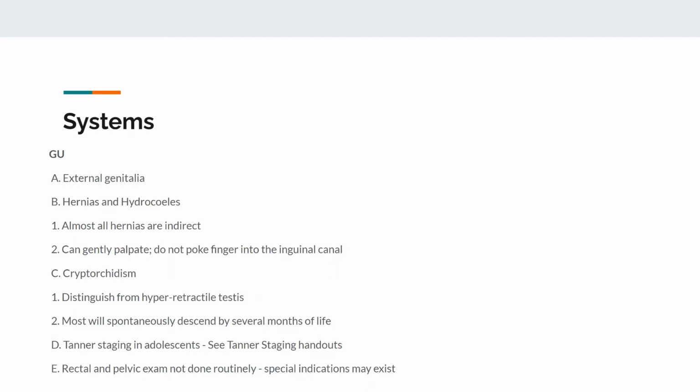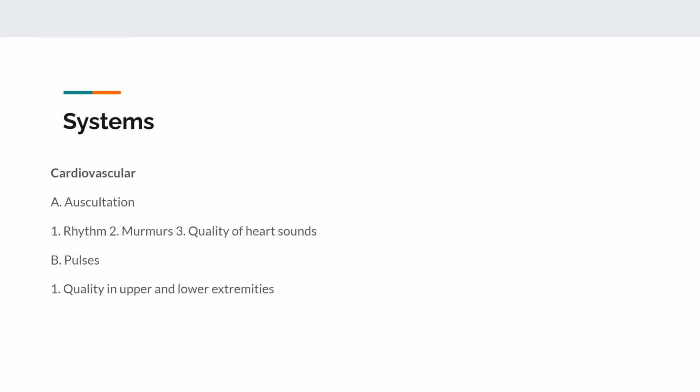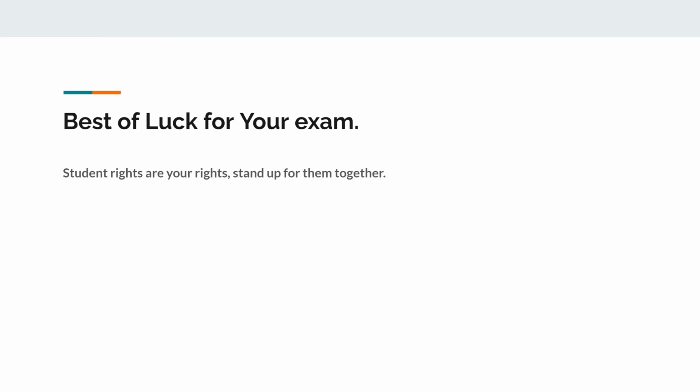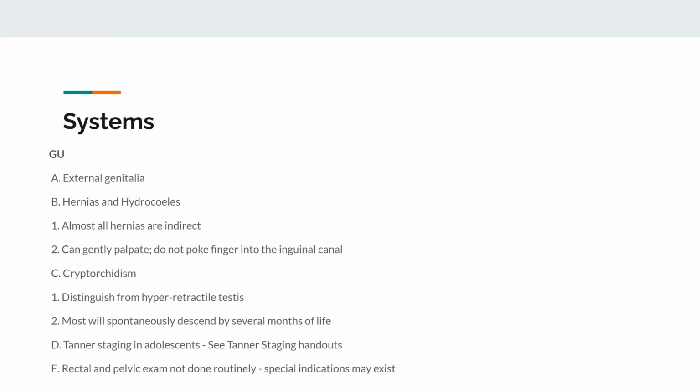Genitourinary system. You need to see the external genitalia, especially for a general examination. But if you're asked to do it in detail, all of these things, make sure you read those and you know what they are. So at least if you can't do it, you know what you're talking about. All of these systems that I'm showing you right now, you have to read all of these. Make sure you know what you're talking about. So even if you don't know exactly how to do these, you will have an idea. And rectal and pelvic exams are not done routinely. Special indications are sexual assault and genitourinary problems. For that, you may have to do them, but they're generally not done.